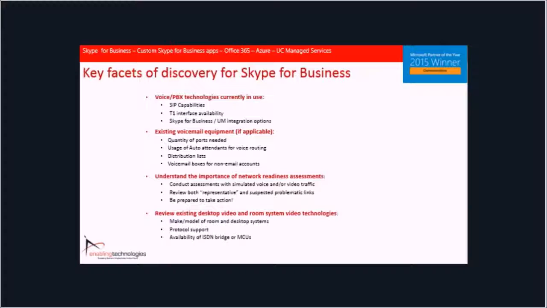I promised I couldn't say this enough. Apparently I really can't, but make sure you understand the importance of network readiness assessments. Make sure that not only are you being rigorous in these, but as I call out in the third bullet point there, be prepared to take action.